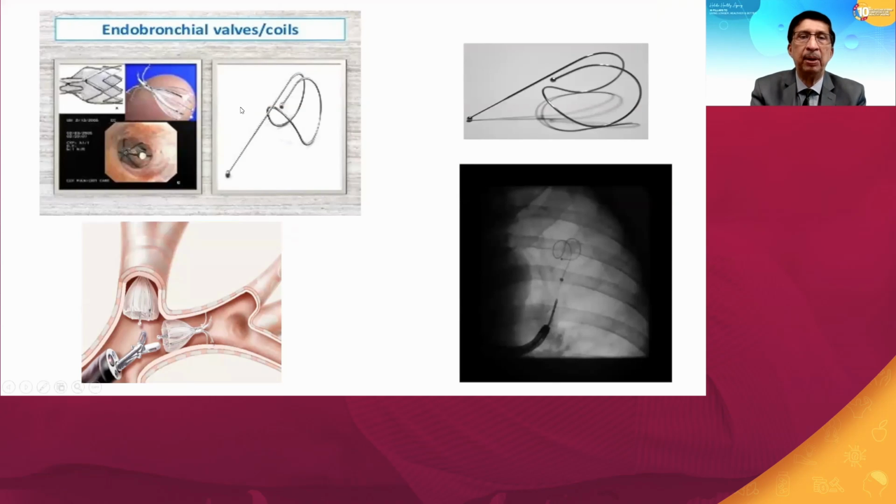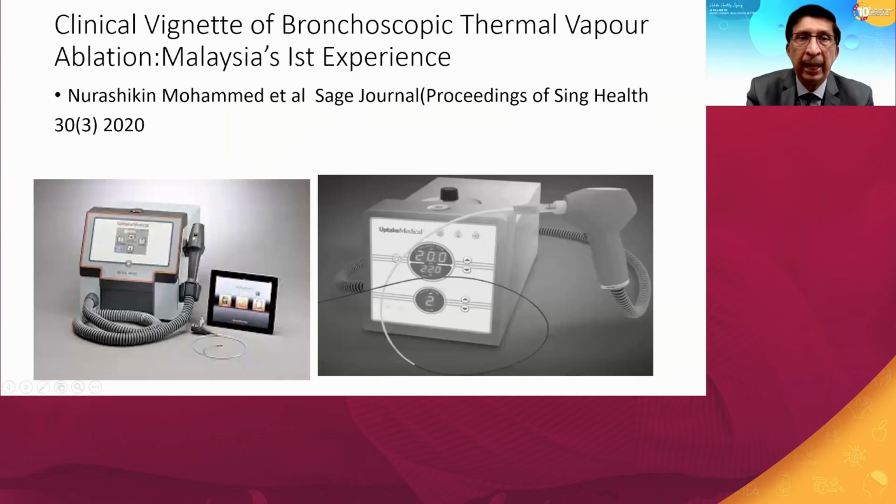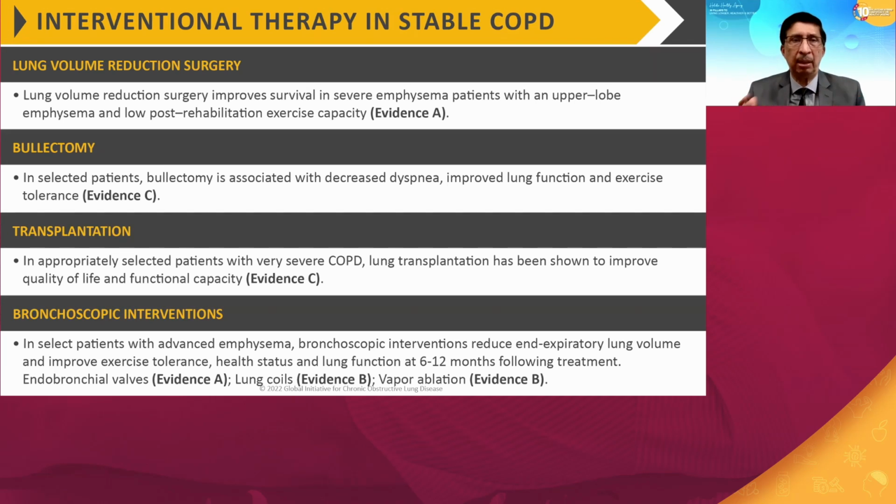So this is the example of coils, and this is the example of valves that can be inserted. This is a coil that has been inserted through bronchoscopic techniques. And of course, even bronchoscopic thermal vapor ablation has been done in Sudan, and this has been used to ablate a portion which has an incomplete fissure and there is collateral circulation. We have no choice but to use this method also. These are some tools.